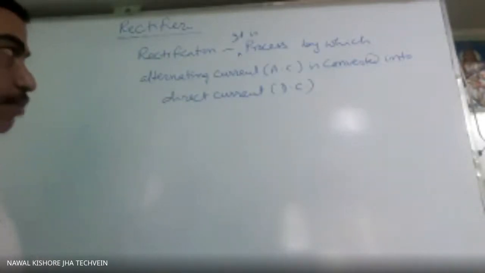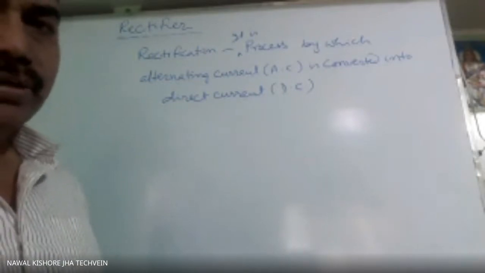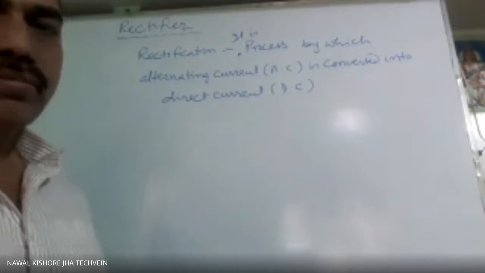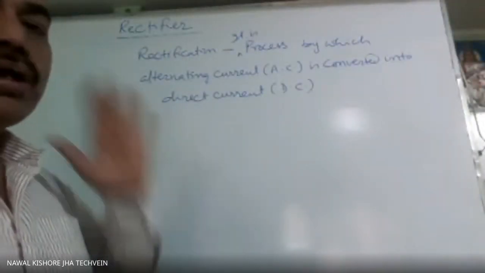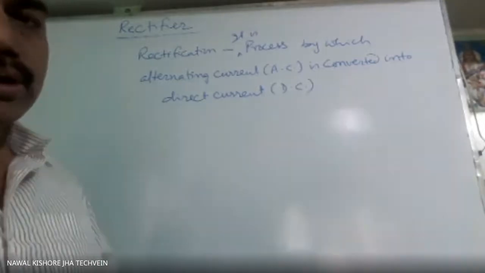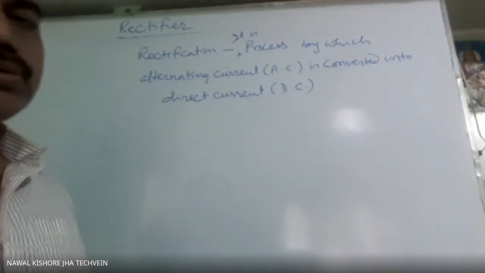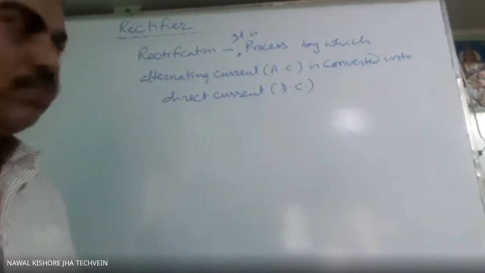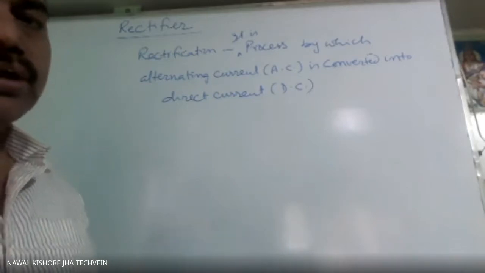But the main problem with DC is what? We can't transmit it. That's why commercially we can't produce DC. Transmission will not be there. Due to that only, we are producing AC commercially. AC is produced in all power stations, and AC is transmitted only. So in household wiring supply, what we are getting from the pole is AC.